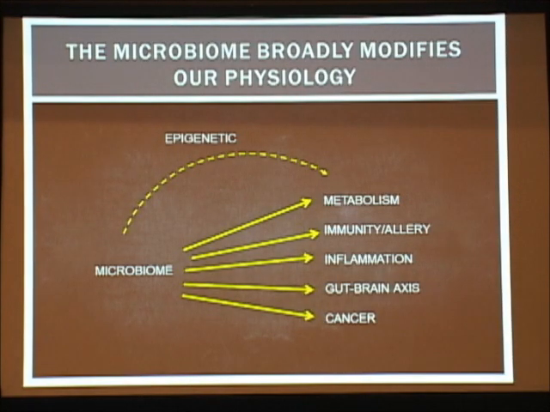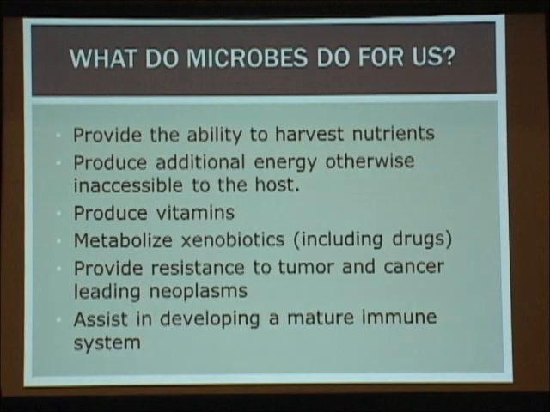So let's talk more broadly about what the microbiome does. So the microbiome is involved in a series of different processes: metabolism, immunity, allergy, inflammation, the gut-brain axis. I'm only going to allude to that shortly, and it's been implicated in cancer. And this is both in direct interaction with the host, and there's sort of emerging data about potential epigenetic changes that may be induced by different microbiota. Okay. So, of course, the microbiome will help us harvest nutrients and energy, produce vitamins, metabolize xenobiotics that we're exposed to all the time, provide resistance to tumors and cancers, and help us develop our immune system.